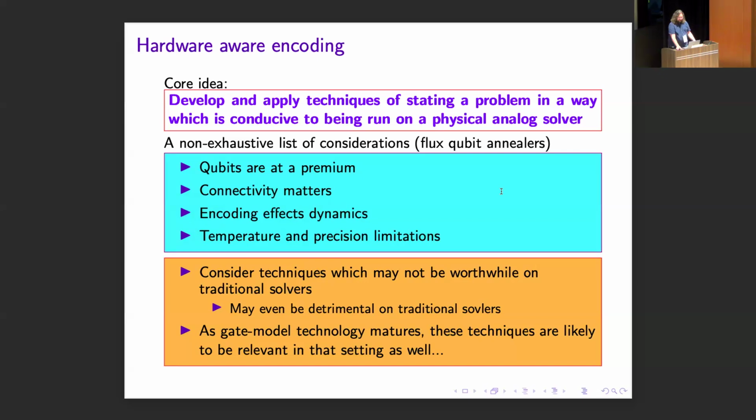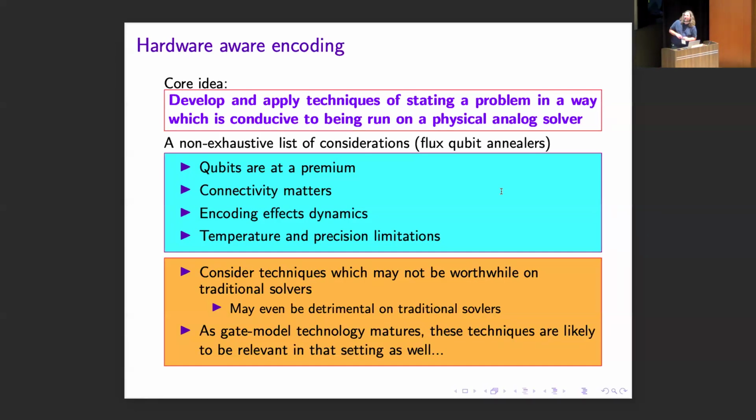So now I'm going to move on to the next section of the talk, which is hardware-aware encoding. The idea here is to develop and apply techniques of stating a problem in a way that's conducive to being run on a physical analog solver.